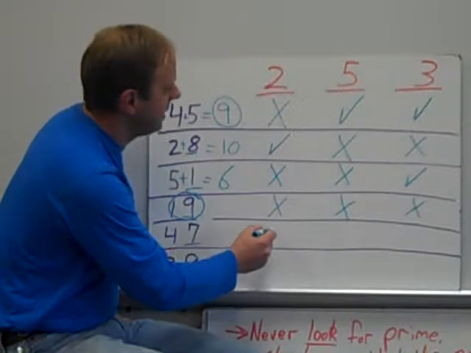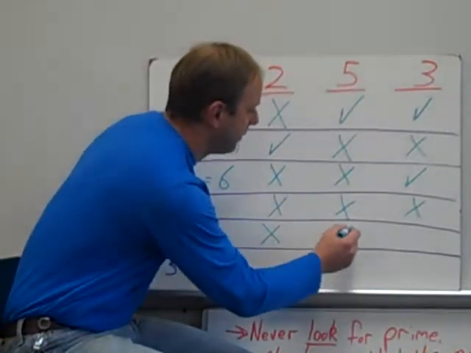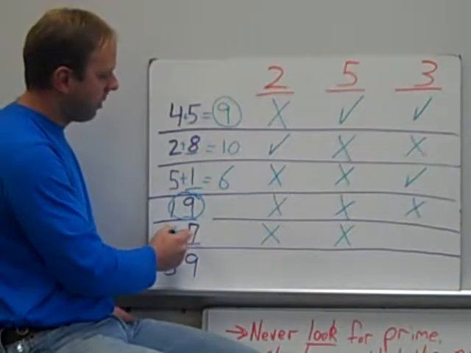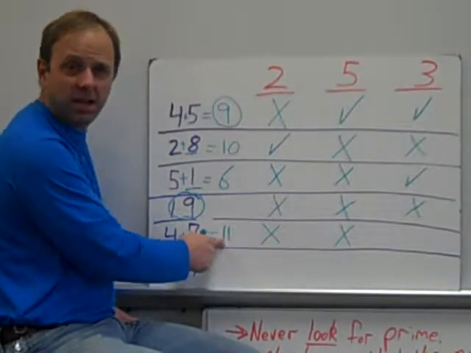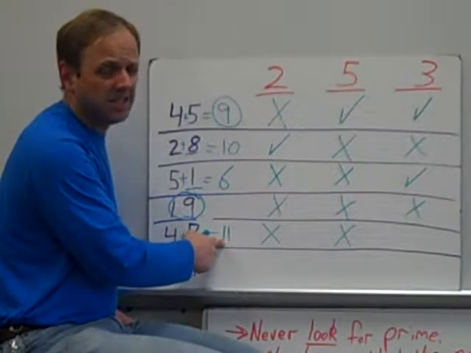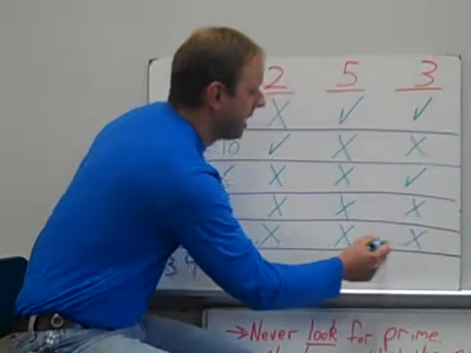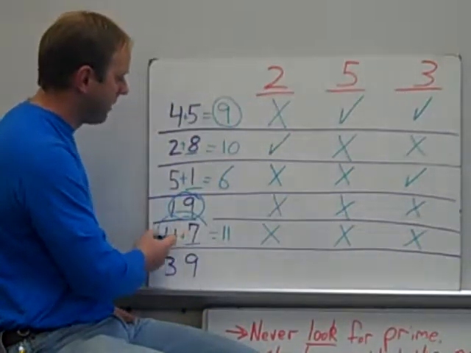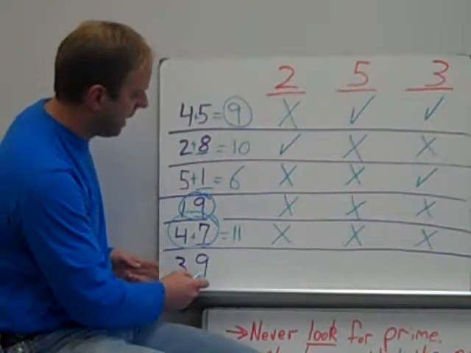Let's look at 47. 7 is not even. Obviously, it's not a 0 or a 5. And 4 plus 7 is 11. That sum of the digits is not a multiple of 3. So this one also got its third strike. This is a prime number. I have one more number here, 39.